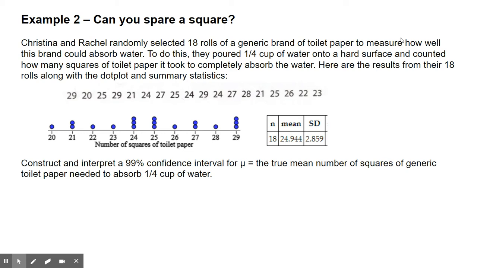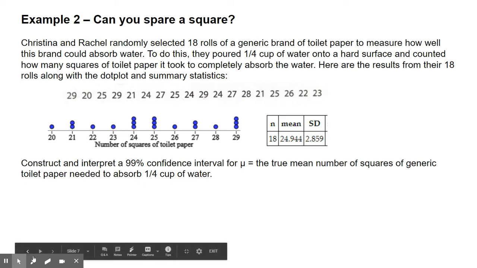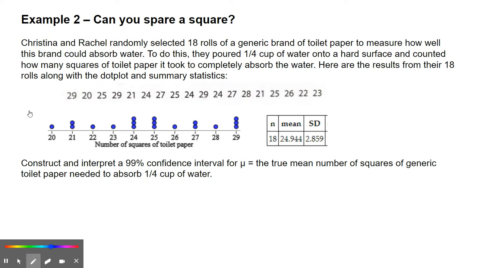All right, so there's the dot plot. There's the summary statistics. We need to construct and interpret a 99% confidence interval for mu equals the true mean number of squares of generic toilet paper needed to absorb 1/4 cup of water. We're going to start, just like we started the other 4-step process, with the state. And what's nice about your Edulastic is that you should be able to copy and paste from the given problem.